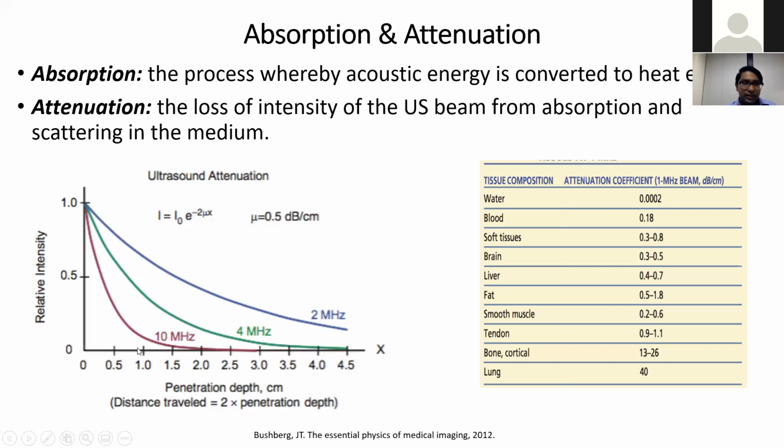And similarly, if you look at 10 megahertz, you can barely image up to, let's say, 1 centimeter. So attenuation is a frequency dependent parameter, which is typically represented as dB per centimeter megahertz. On the right-hand side, you see a table which is represented at 1 megahertz. So the frequency is already pre-specified, but you can see the attenuation values for different media. For example, water has very low attenuation, whereas soft tissue ranges between 0.3 and 0.8 dB per centimeter. In this case, it's being measured at 1 megahertz.